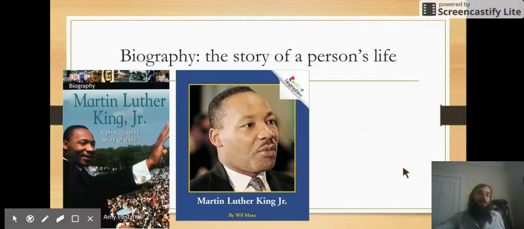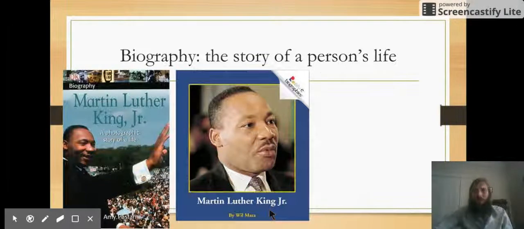So if I'm studying Martin Luther King Jr., I can look at a biography of his life. These books are even labeled biography, so I know what to expect when I look inside. I'm going to find information about what his childhood was like, what his adulthood was like, and some of the great things that he did during his lifetime.